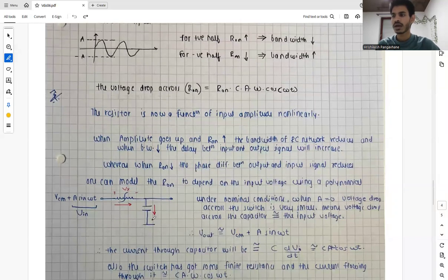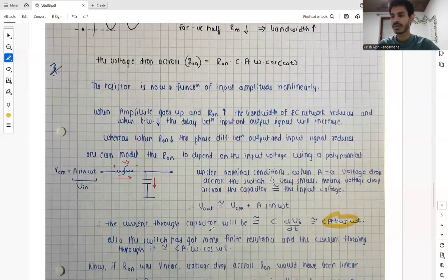Then the current through the capacitor is C dV by dt. We know the current through the capacitor is C dV by dt. So when we do the dV by dt of input, what do we get? We get C A omega cos omega t. Also, the switch has some finite resistance, and the current flowing through the switch will again be roughly C A omega cos omega t.